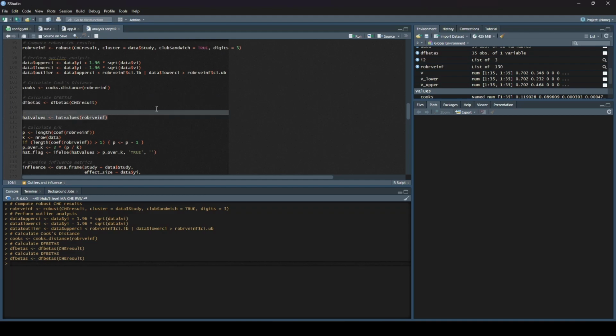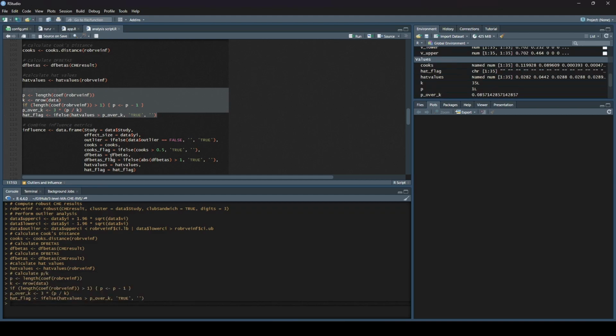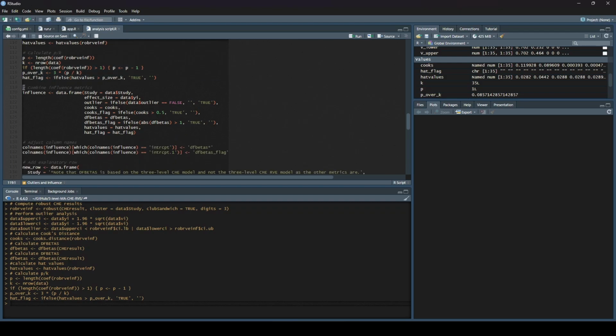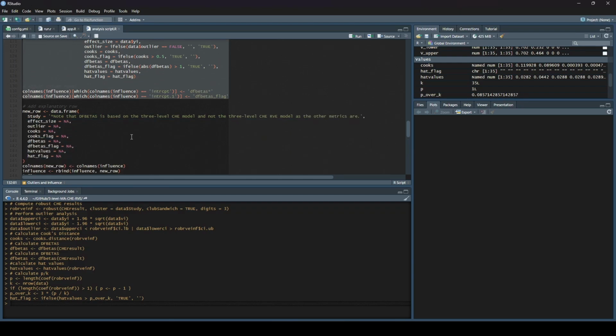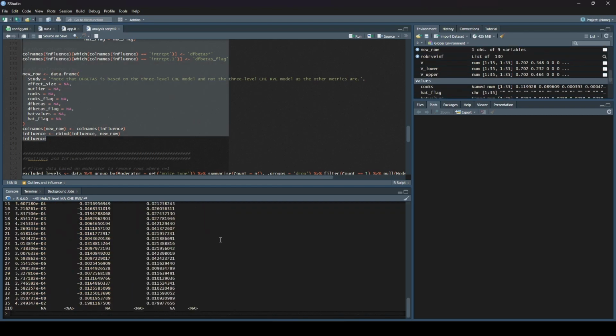And last but not least, we're going to use our robust model again to calculate our hat values. And then we're going to try and detect these things automatically. So we are going to run this script here, which is calculating what the hat value should be to be marked as an outlier, or I'm sorry, an influential study. Then we're going to tie together all of these wonderful things. We are going to adjust the column names, and we're going to add a row that reminds us later that the df betas is based on the 3-level CHE model and not the 3-level CHE RVE model. And then we're going to highlight that whole thing and click run.